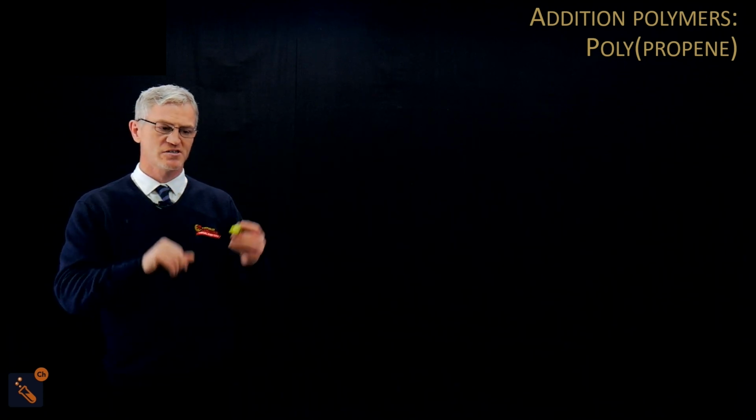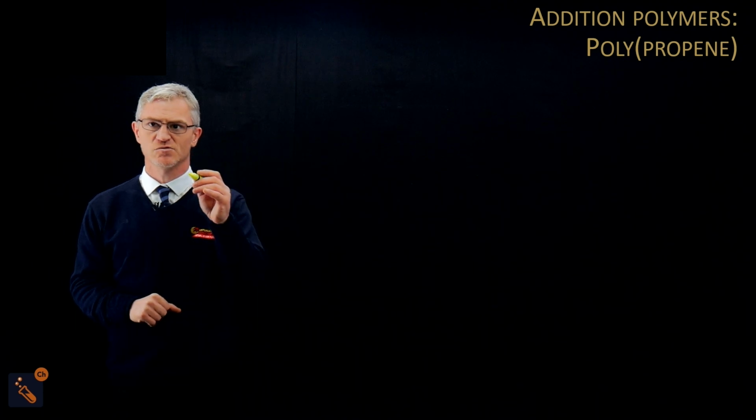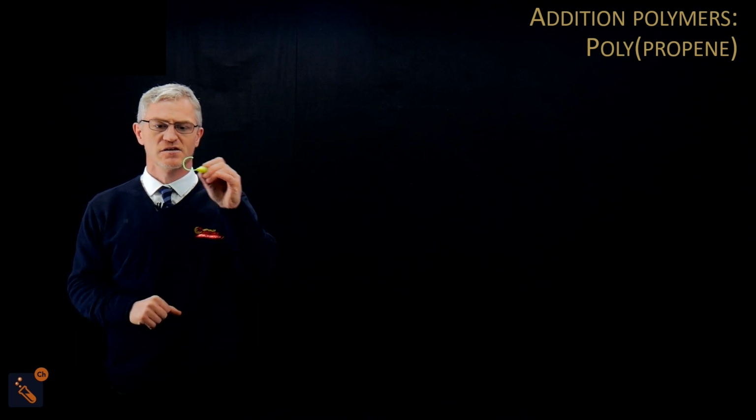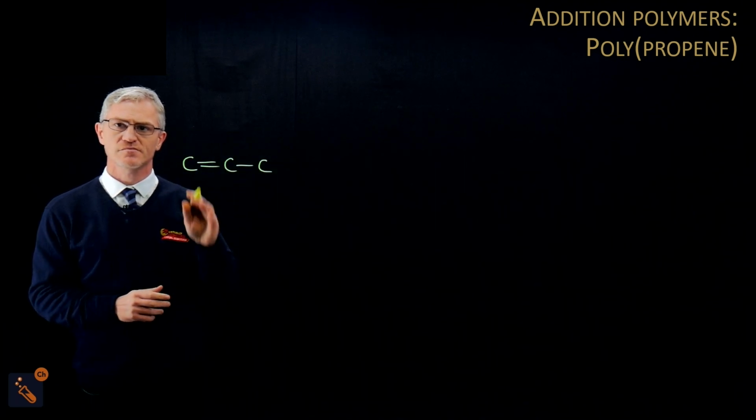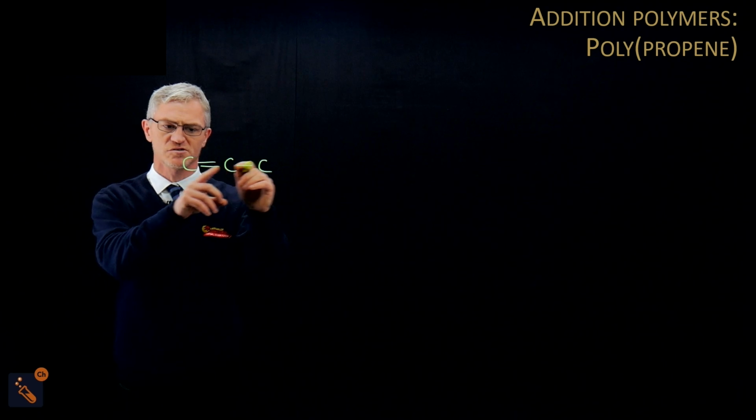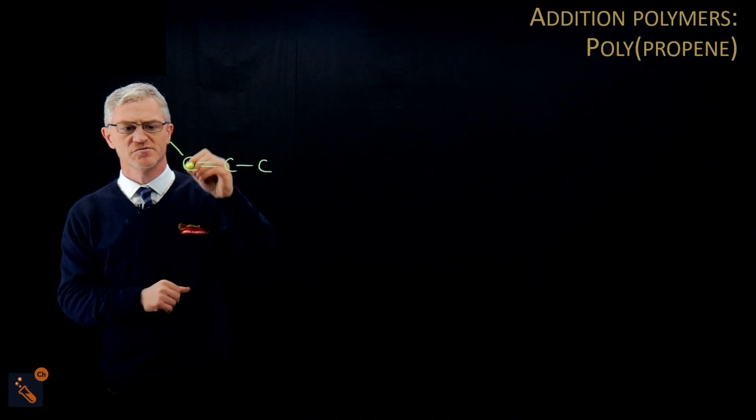So first of all, propene. We need to know what propene is. So I'm going to show you what propene is. Here is your propene. It's got 3 carbons in it, prop: 1, 2, 3. And then 4 bonds to each one.